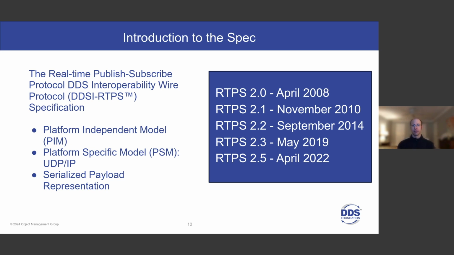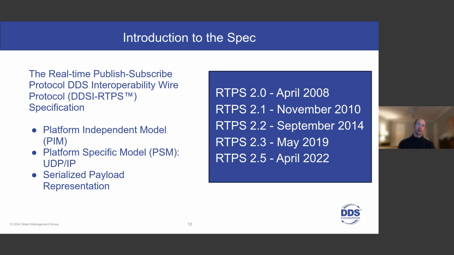The history of the spec is kind of on the right. RTPS 2.0 came out in April of 2008. And there have been various revisions to it. We're now at RTPS 2.5, which was published in April of 2022. The spec is about 200 pages long. So we're definitely not covering all 200 pages, but my intent for this talk is really to give you a flavor of what's in the spec, so that you can go for further study if you want, or if not, you can have a conversation with people about it and know what everybody is talking about.